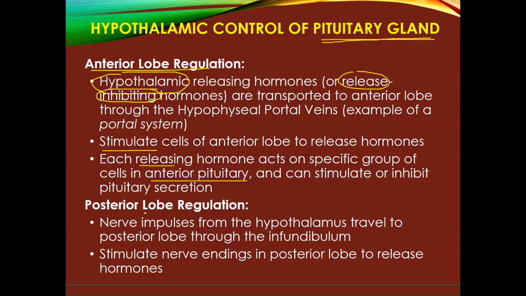The posterior lobe actually doesn't really produce the hormones. The hormones themselves are produced by the hypothalamus. So the two hormones produced by the hypothalamus, which are ADH and oxytocin, will be stored in the posterior pituitary gland, and then after that will be released from this posterior pituitary gland.